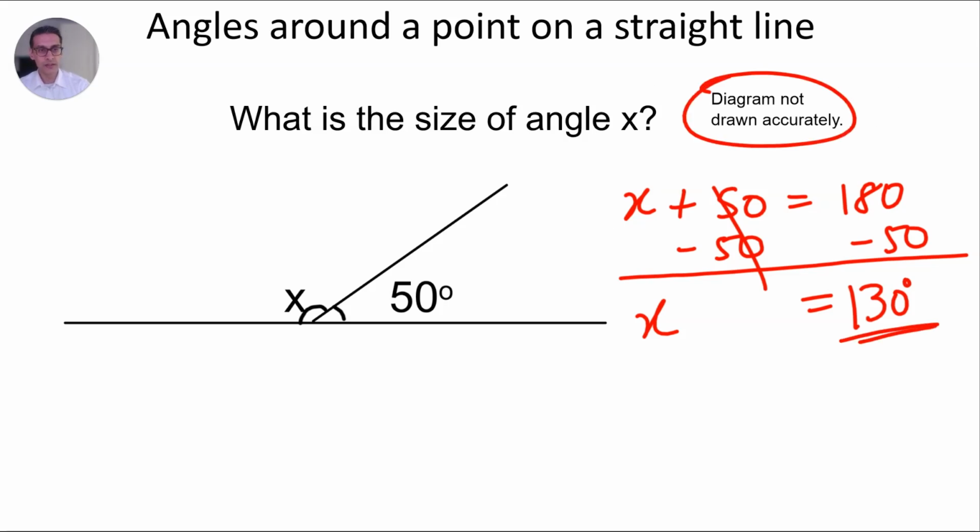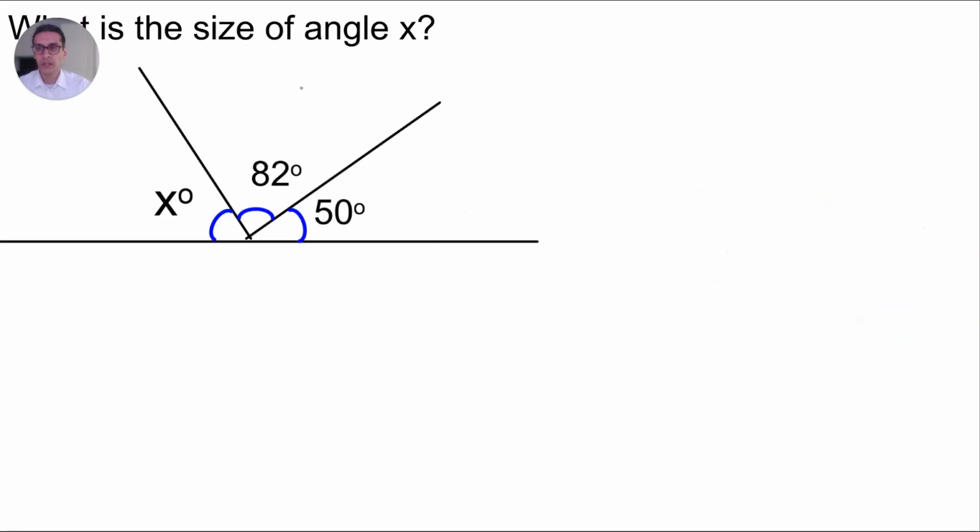Now notice it says diagram not drawn accurately. This means that you can't use your protractor to just measure it. You just have to use the algebraic method and the fact that angles on a straight line sum to 180. So here's another example. What's the size of angle X? Make an equation and then solve it.